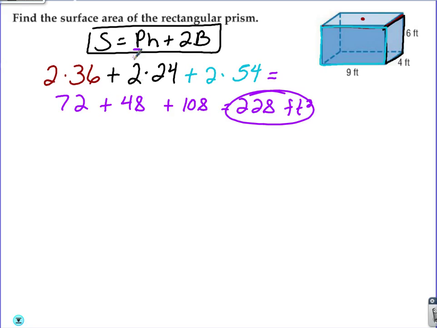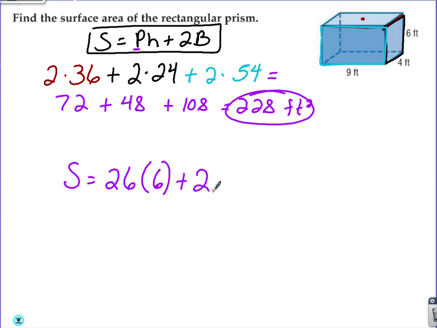So P right here stands for the perimeter of the base. Let's see if this works too. Surface area equals the perimeter of the base. Somebody do the perimeter of that for me? 9, 4, 13, and 13. 18 and 8, which is 26. I did 13 and 13. You can do it 18 and 8 or 13 and 13. You get 26. Times the height, 6.